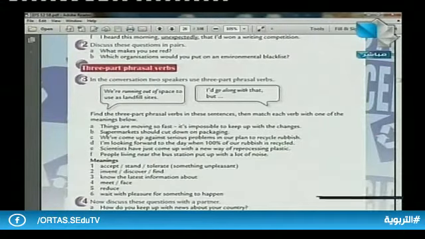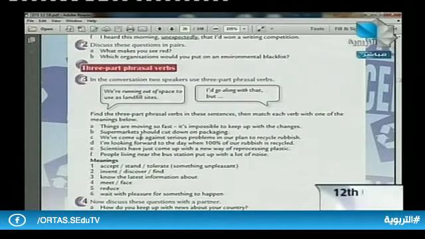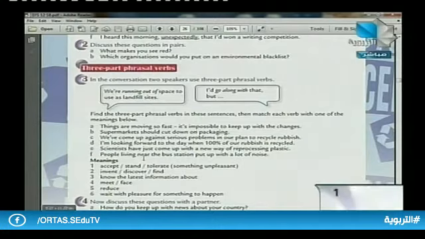Okay. Second one, the sentence said, "Supermarkets should cut down on packaging." So the phrasal verb is cut down on, and this means reducing packaging. They should reduce. Cut down on, this is the three-part phrasal verb, three words, and it goes with the meaning number 5. Reduce, decrease the amount of something. Yes, thank you.